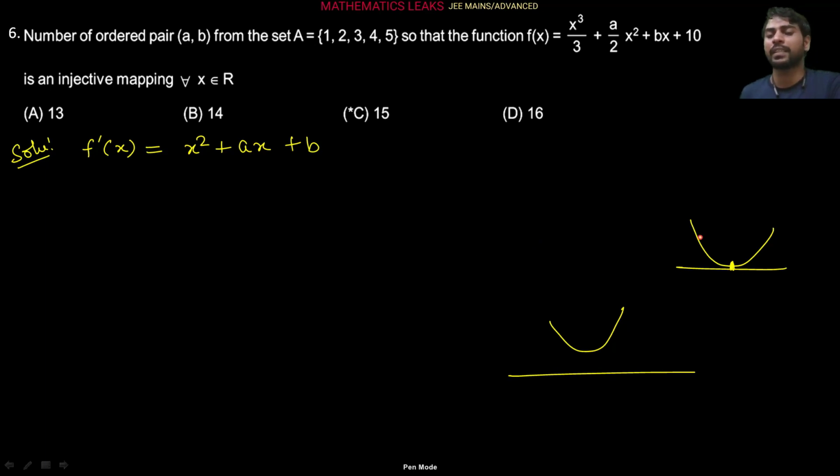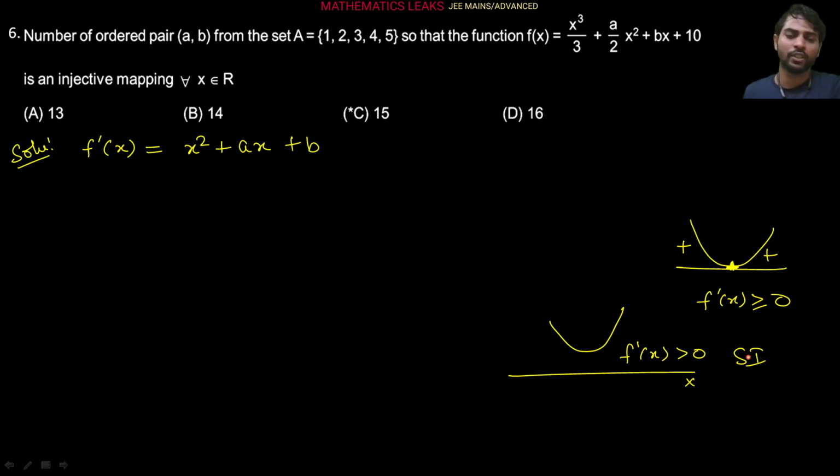Now in this case, the parabola graph is either touching the x-axis or above the x-axis, meaning the expression is either positive or equal to 0, meaning f dash x is greater than or equal to 0, correct? And in this case the graph is always above the x-axis, meaning f dash x is greater than 0. So here it is strictly increasing. f dash x greater than 0 means f x is strictly increasing, and f dash x greater than or equal to 0 means increasing, correct?